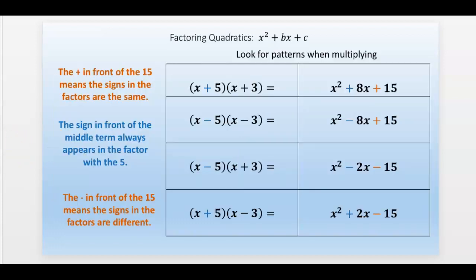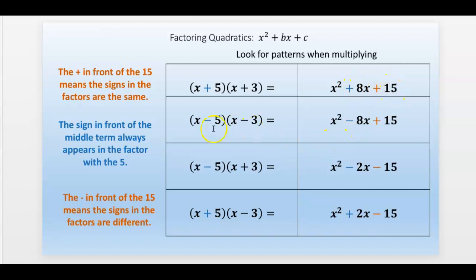Let's take a look at some patterns. We multiplied before. Now take a look at these 4 linear binomials we're multiplying together. We can use the FOIL method or put these in a box, but I have the answers right here. They're the quadratics that are the answers. This one, both signs are plus. x plus 5, x plus 3. So in our answer, both of the signs are plus: plus 8x plus 15.